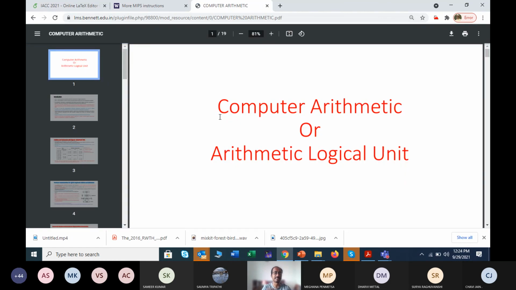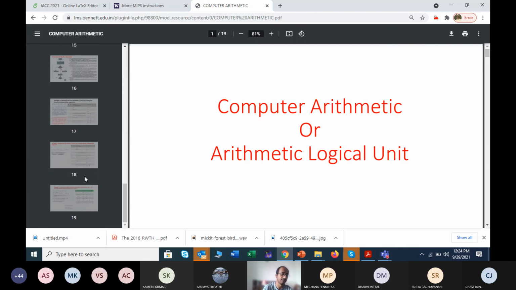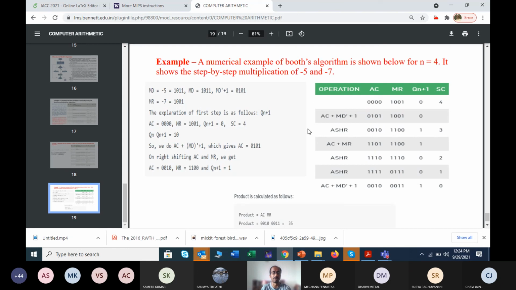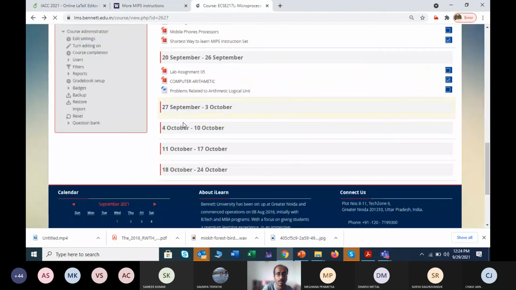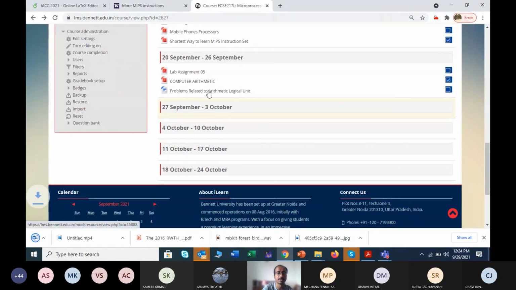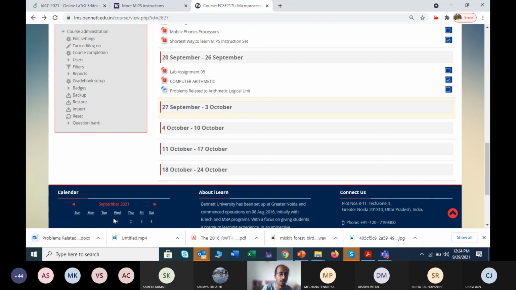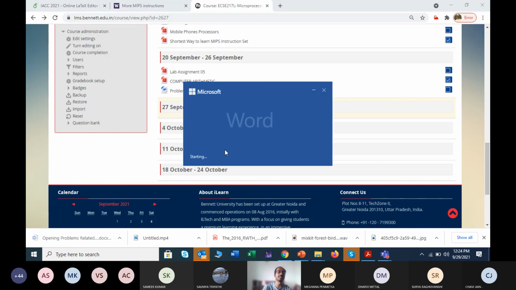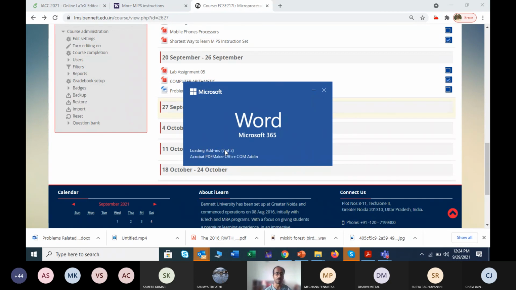Here you will see the same things we discussed till date: addition, subtraction, multiplication, all these things are there, up to Booth's algorithm with examples. And parallelly, one more thing, there are problems related to the arithmetic logic unit. He has uploaded these problems too, so you can also take a look at them, because the midterm is approaching, so different kinds of problems can be given. In the LMS also, a Booth's algorithm problem can be given.